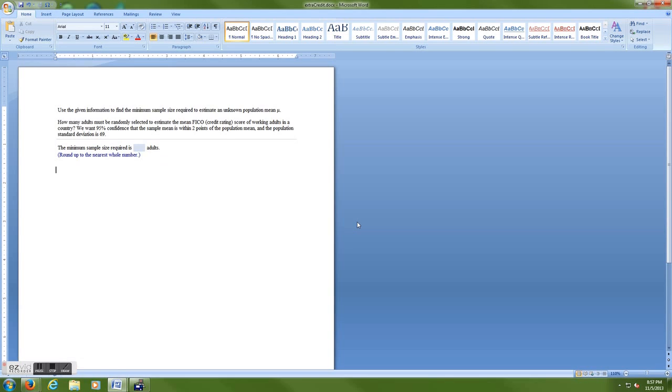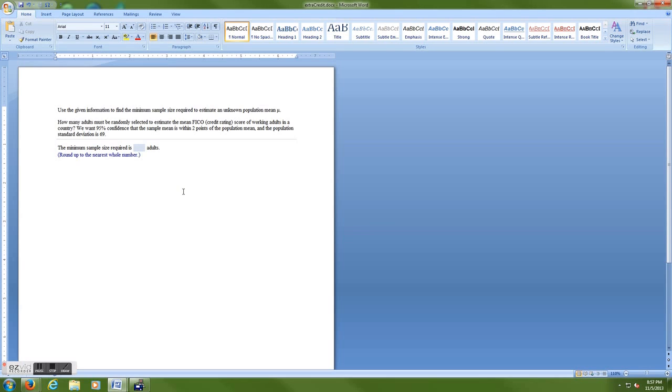The question states, how many adults must be randomly selected to estimate the mean FICO or credit rating score of working adults in a country? We want 95% confidence that the sample mean is within 2 points of the population mean, and the population standard deviation is 69. Our goal for this calculation is to find the minimum sample size required.